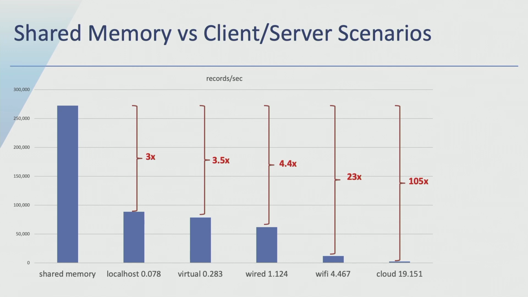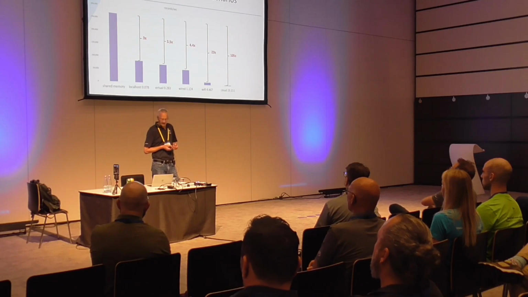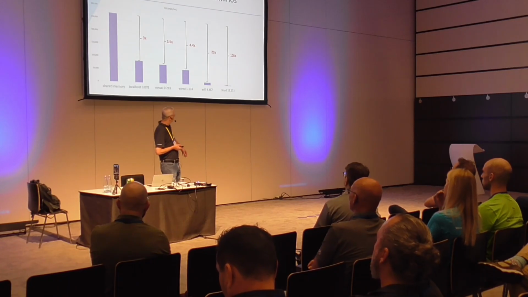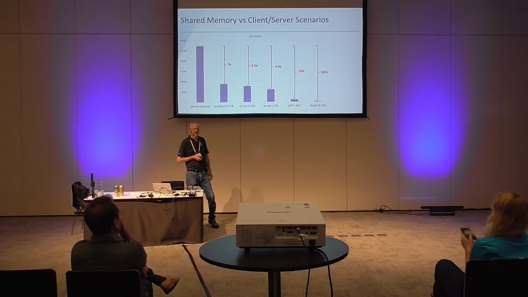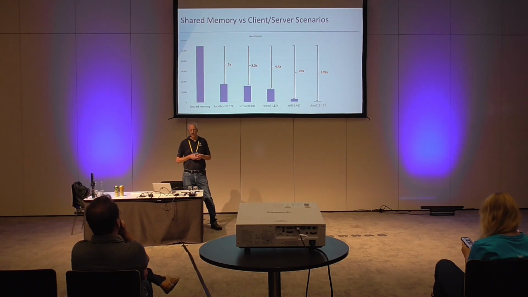And when you're doing shared memory kinds of access, you might be able to read 270,000 or something like that, records per second in shared memory. The minute you go to a client-server connection, and this is a local host loopback connection, so there's no actual network involved here, you're just invoking the network stack, your performance is 3 times worse. You get 1/3 of the throughput.